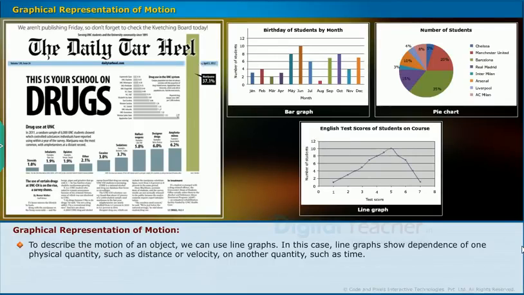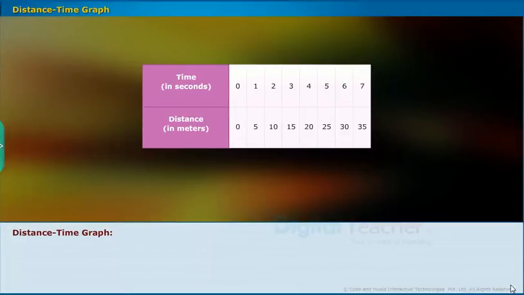In this case, line graphs show dependence of one physical quantity, such as distance or velocity, on another quantity such as time. Now, we will discuss the distance time graph.